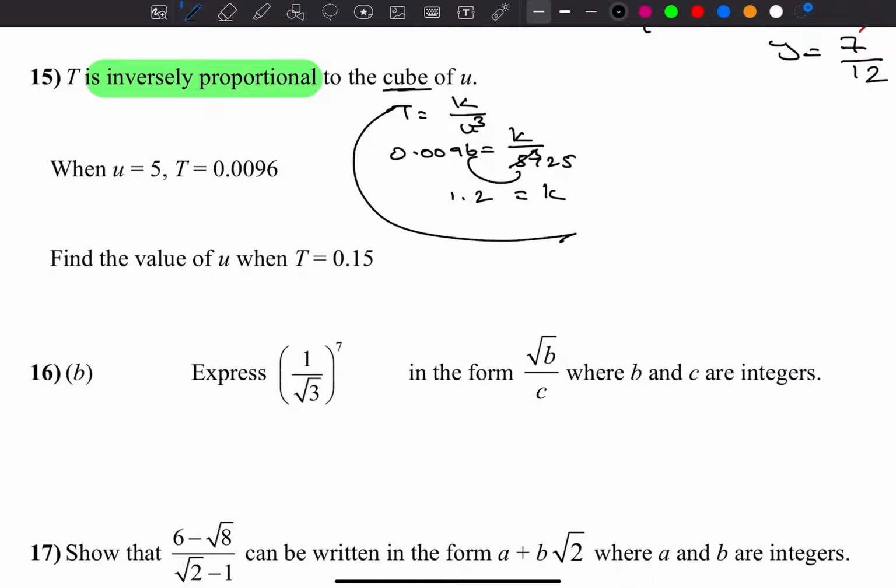You rewrite this formula. t equals 1.2 over u cubed. t is 0.15, so 1.2 over u cubed. You want to find this, so switch it around. u cubed is 1.2 over 0.15. The cube goes to the other side as a cube root, and I get my answer. Cube root of 1.2 over 0.15, which will make it 2, and that's the answer.